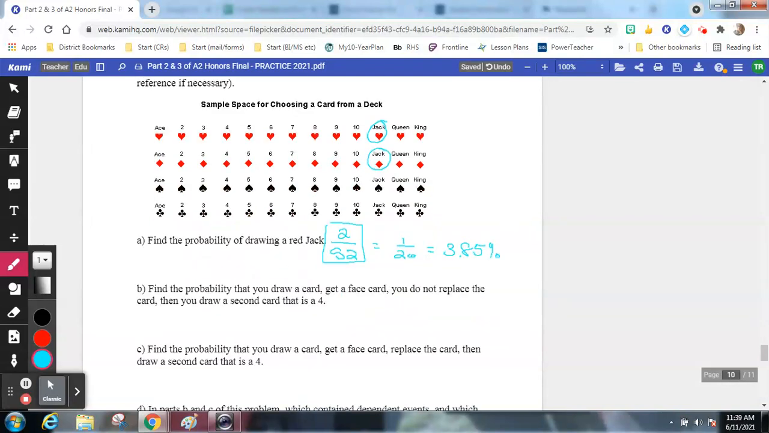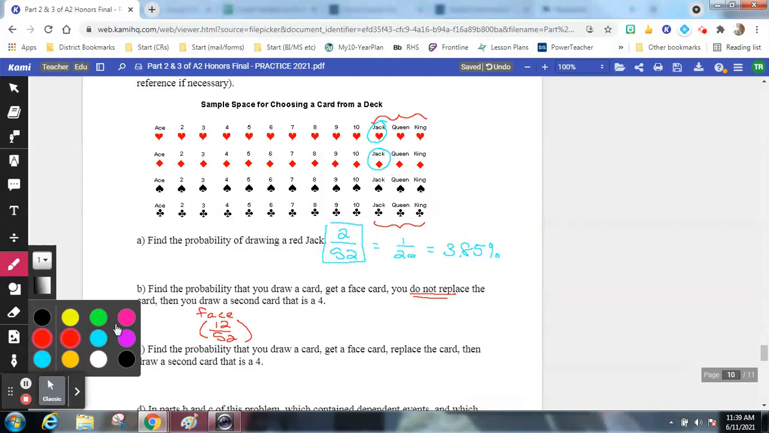Okay, part B, find the probability that you draw a card, get a face card. You do not replace it, so that's important. And then your second card is a 4. All right, so the first thing I want to do is a face card. So that's all these over here. There are 12 of them all together, right? All of those, there's 12. So I have 12 out of the 52.